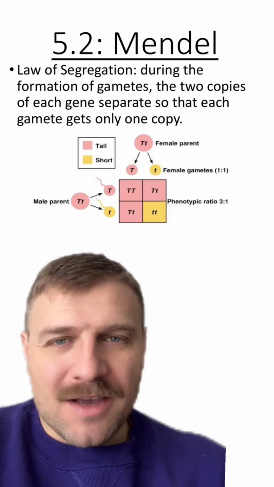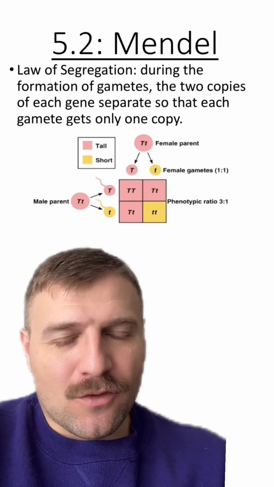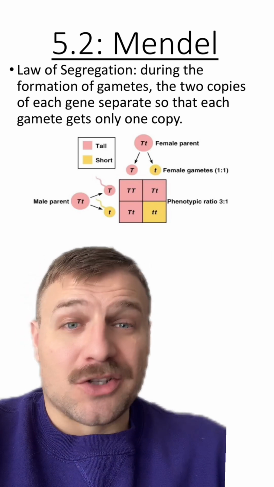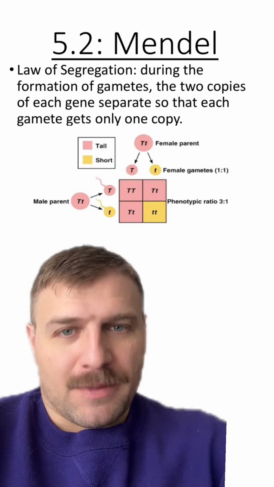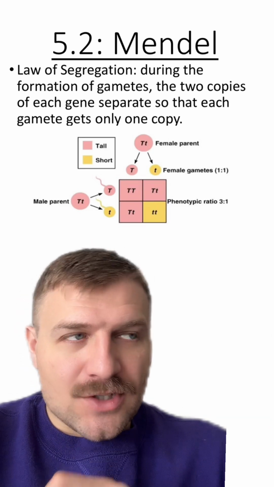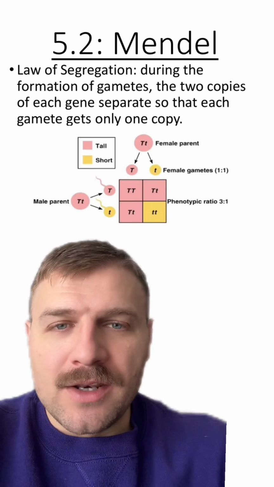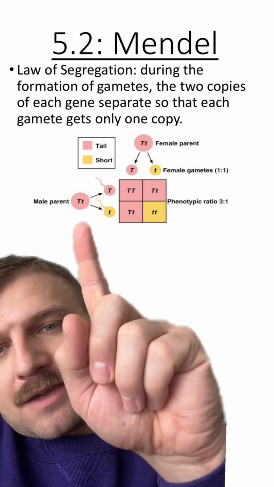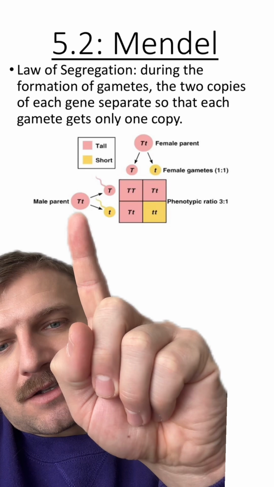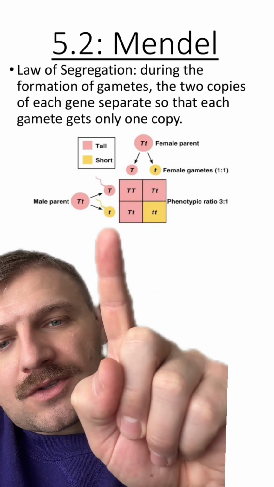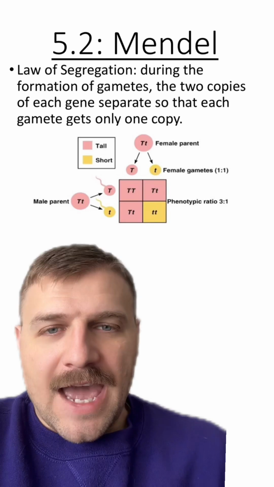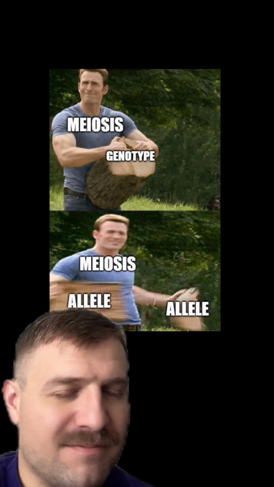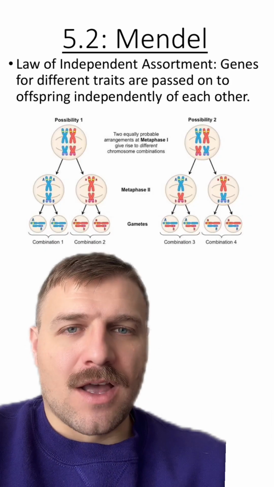Next is the law of segregation, which states that during the formation of gametes, the two copies of each gene or each allele are going to separate from each other during meiosis. So in this case, each gamete will only get one of the two alleles for a genotype. This is showing that the parent's genotype is big T, little t, but they're only going to give one of those little t's to the offspring. That segregation is due to meiosis. Again, perfect meme.